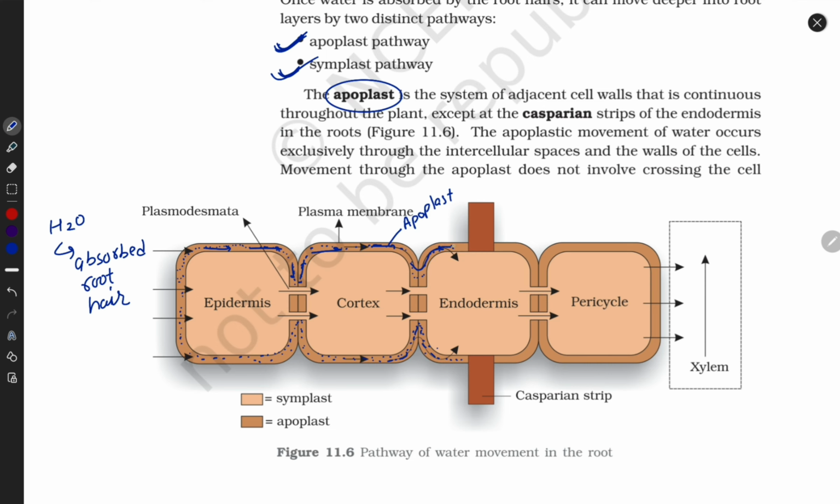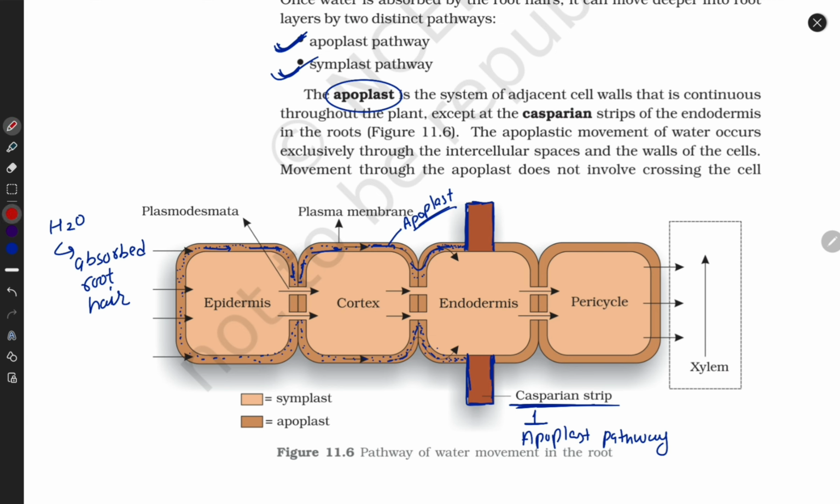When this pathway reaches here, it ends, because there are some strips in the endodermis made up of suberin, the Casparian strips. They block the apoplast pathway because they are located here in the intercellular space. So water can't cross this, and the apoplast pathway can't cross this.